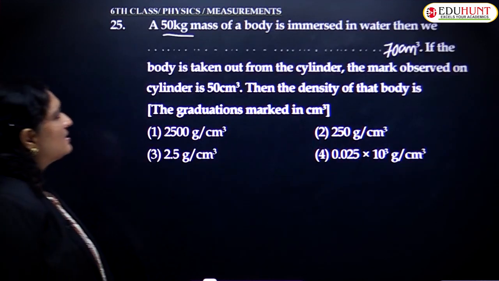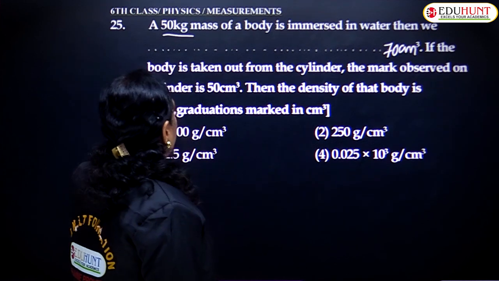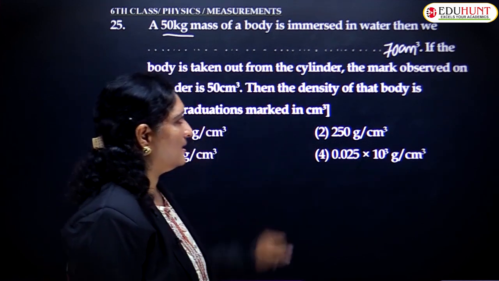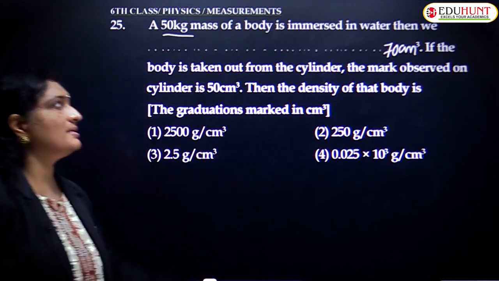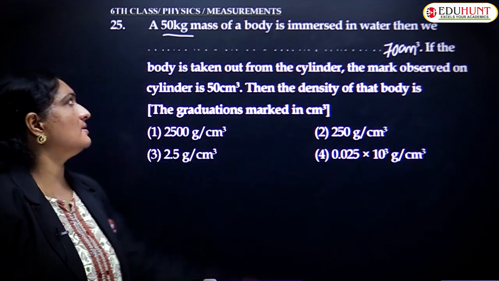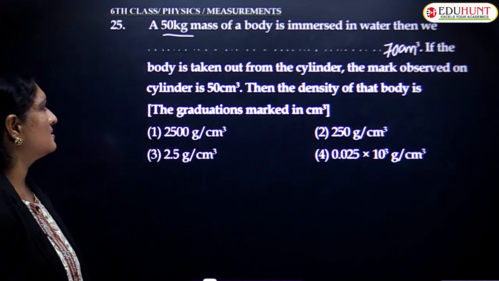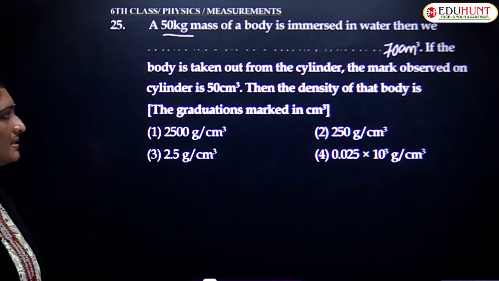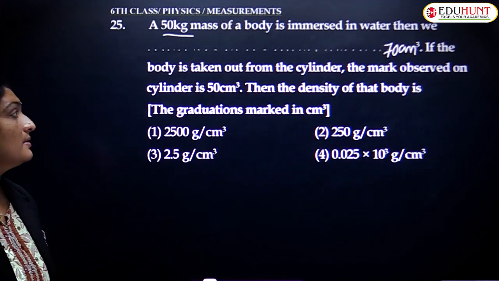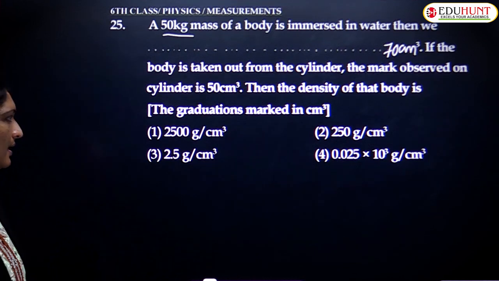A 50 kg mass of a body is immersed in water. Then we observe that the mark on the measuring cylinder is 70 centimeter cube. So what is the mark given? 70 centimeter cube. And mass is given to be 50 kgs. If the body is taken out from the cylinder, the mark observed in the cylinder is 50 centimeter cube. Then you are asked to find out the density of the body.